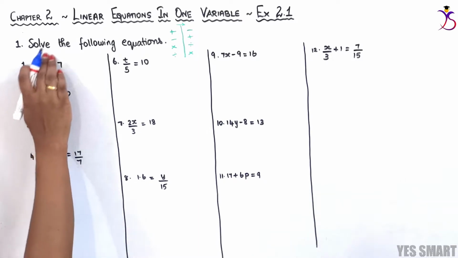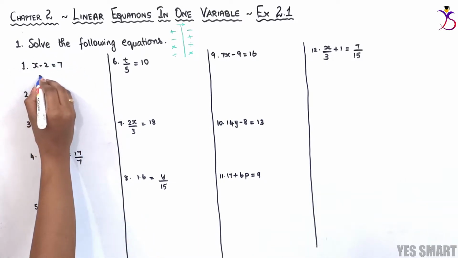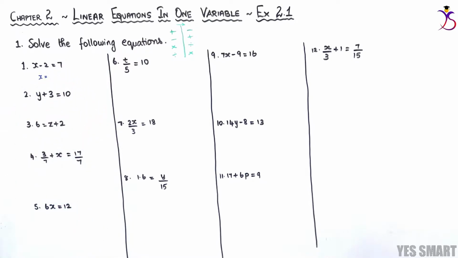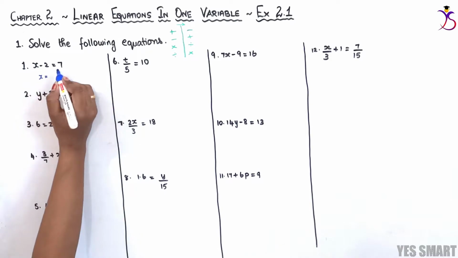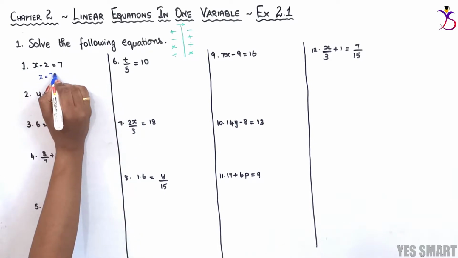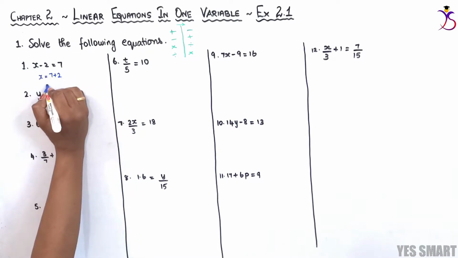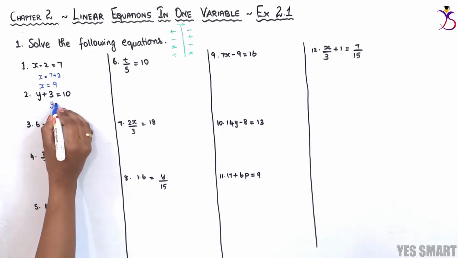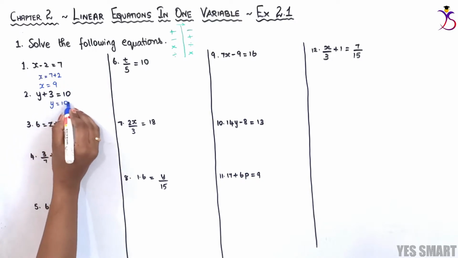x minus 2 equal to 7. When you transpose the minus 2 to the other side, it becomes plus 2. That is, x is equal to 7 plus 2. 7 plus 2 is 9. Therefore, x is equal to 9. Second sum, when you transpose the plus 3, it becomes minus 3. So, y equal to 10 minus 3. 10 minus 3 is 7.